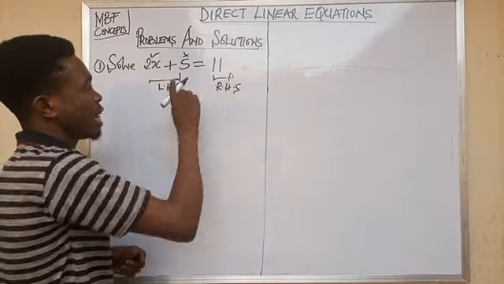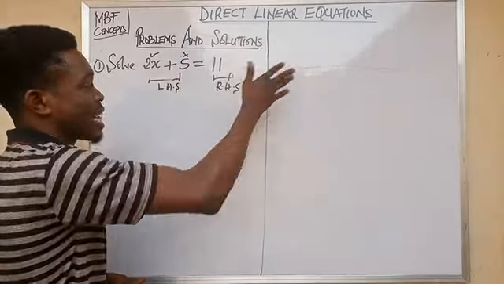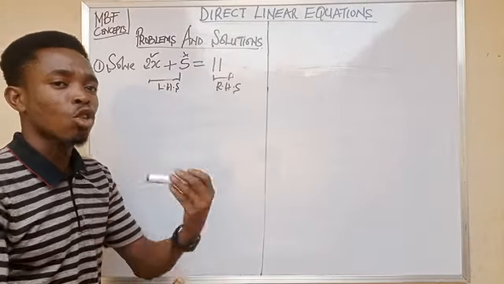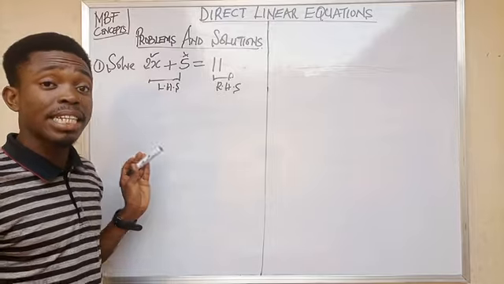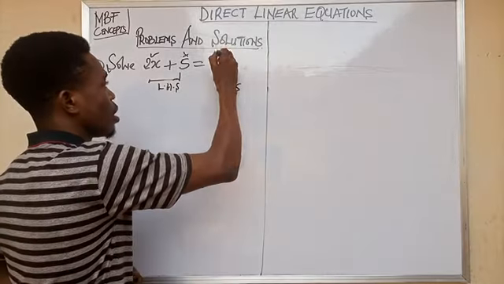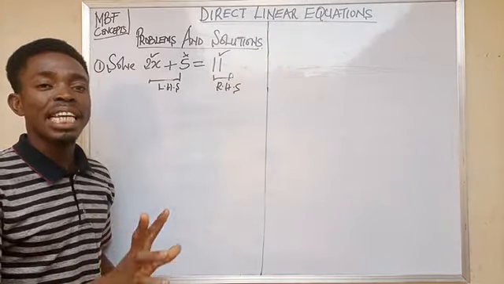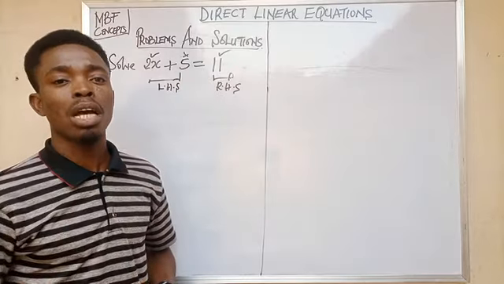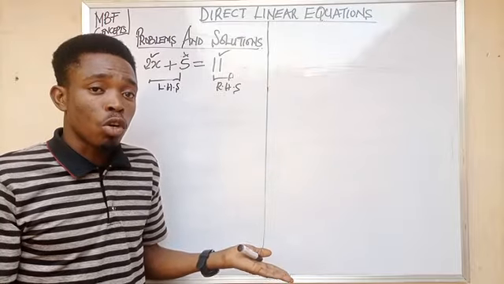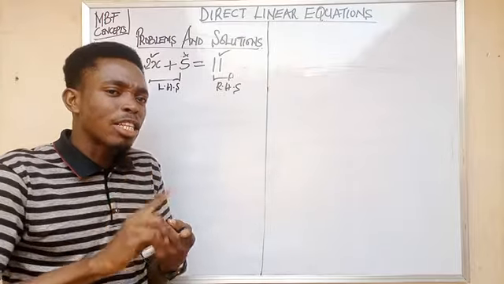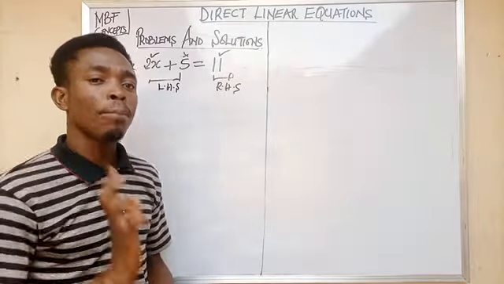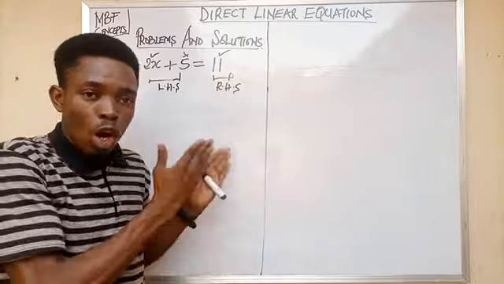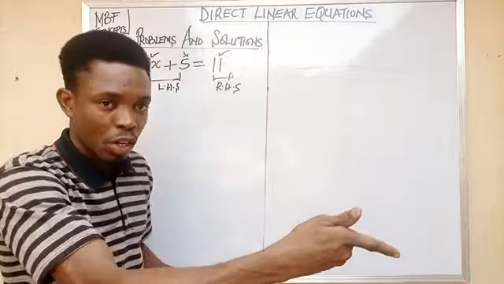Then when we come to 11, which happens to be at the right hand side, 11 is a constant, an integer, and it's supposed to be where it is. That means this is rightly positioned. So here in this question, we have 2 terms that are rightly positioned and 1 term that is wrongly positioned. This 1 term that is wrongly positioned is what will prompt us to collect like terms, so that we can take it from the wrong position to the right position. Are you there, guys?